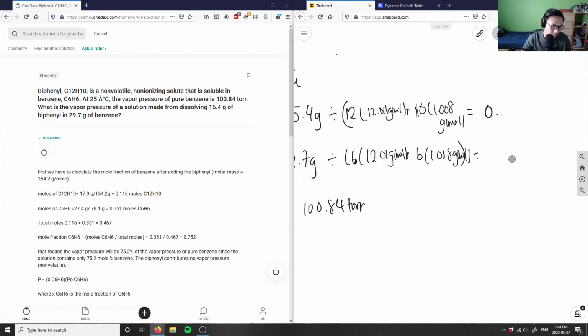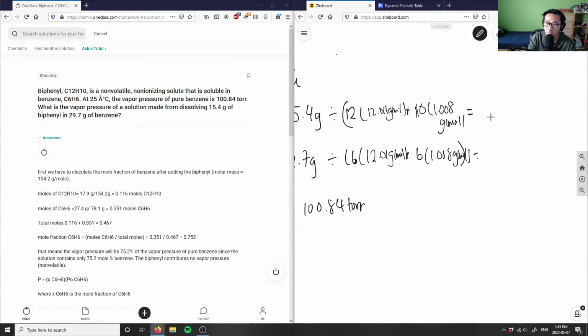And I would get, let's see, 12 times 12.01 plus 10 times 1.008 would give me a molar mass of 154.2. If we divide that by 15.4, I would get 0.99 here. So something is up. Oh, I understand why now. They messed up here. They wrote 17.9 instead of 15.4, and they wrote 27.4 instead of 29.7. So I think they messed up their numbers here, so I guess their solution will be incorrect.